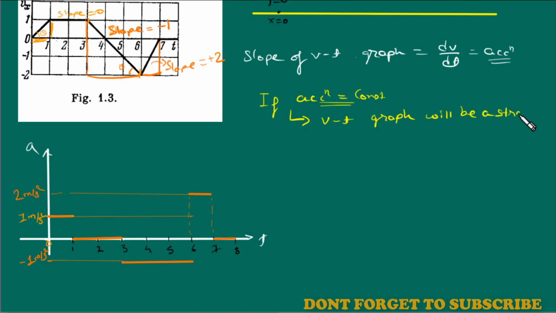You know that, and we have already used this concept. That's why this graph is a straight line. Acceleration is constant everywhere. That's why the graph was a combination of line segments. And when acceleration is constant, then you must also know that position time graph or displacement time graph will be a parabola, will be parabolic.